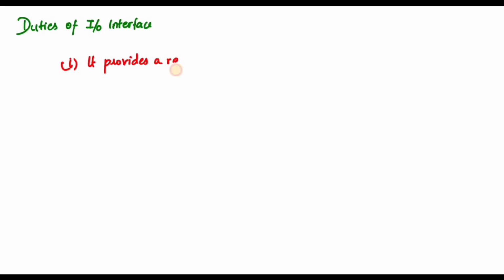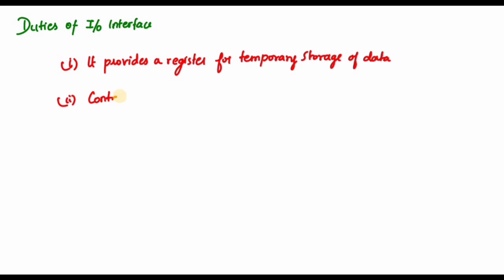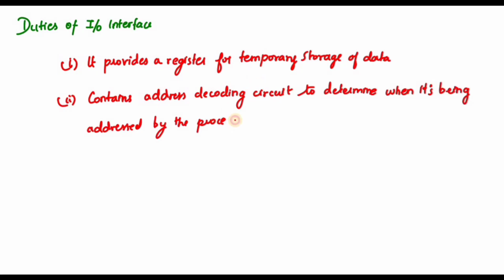So, let us discuss what the function of this input-output interface is. This will provide a register for temporary storage of data. If we want to store some data, from the input side or to the output side, we require some register, right? That is also a temporary one. Then it contains an address decoder circuit in order to determine when it is being addressed by the processor.